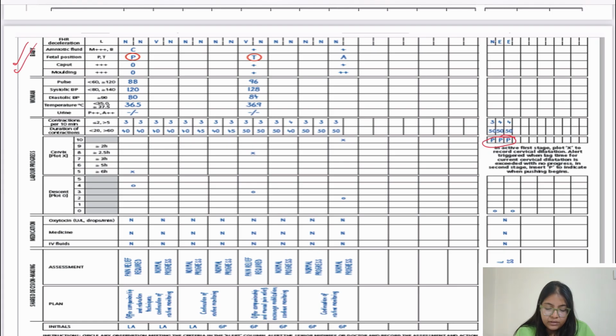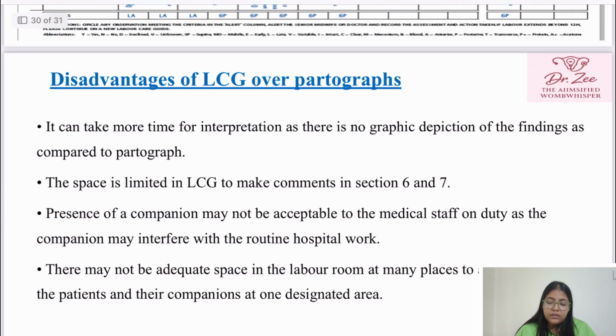Okay, and descent is complete when the patient is in full dilatation, so you are marking it at 0. And again, if any oxytocin or any other fluid is being given, you just write it here. And again, shared decision making as per your assessment and plan. So this is how you should be plotting LCG. This is how you should be interpreting LCG. If you face any problem in understanding anything, you can always ask me in the comment section. I'll be happy to answer you. And this is very important. You should understand this topic.